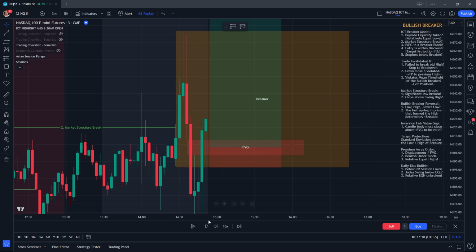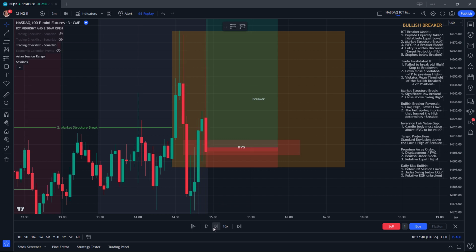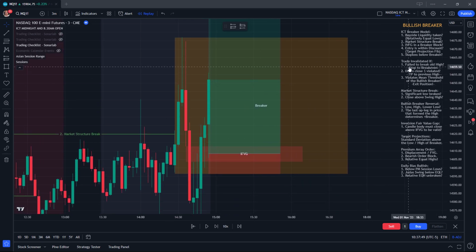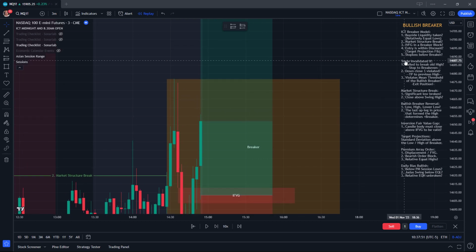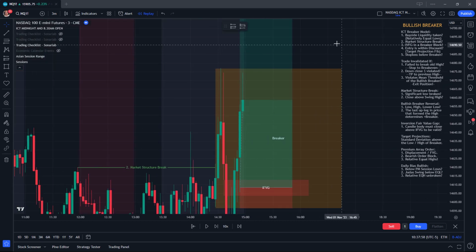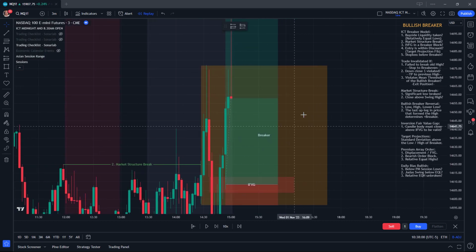Ideally we would have probably entered here, but hopefully we still get filled. Luckily we do. Could have entered on the candle before, that would have been fine, but at least we're in the trade. Okay, so we've got some slightly different trade invalidated if statements. So let's just start going forward and see how this pans out.